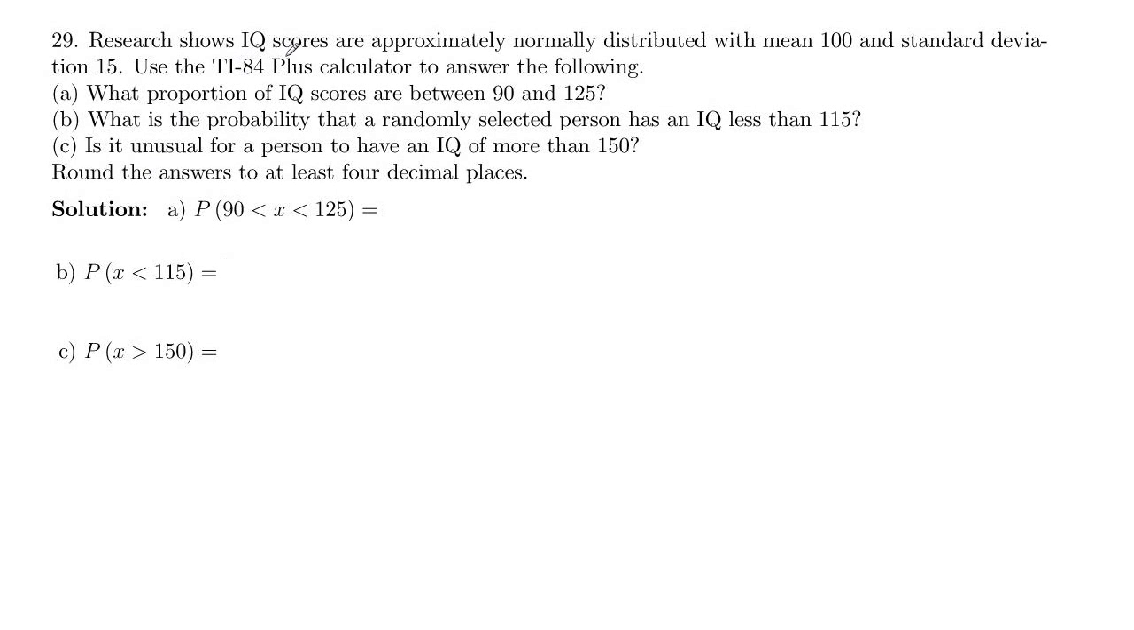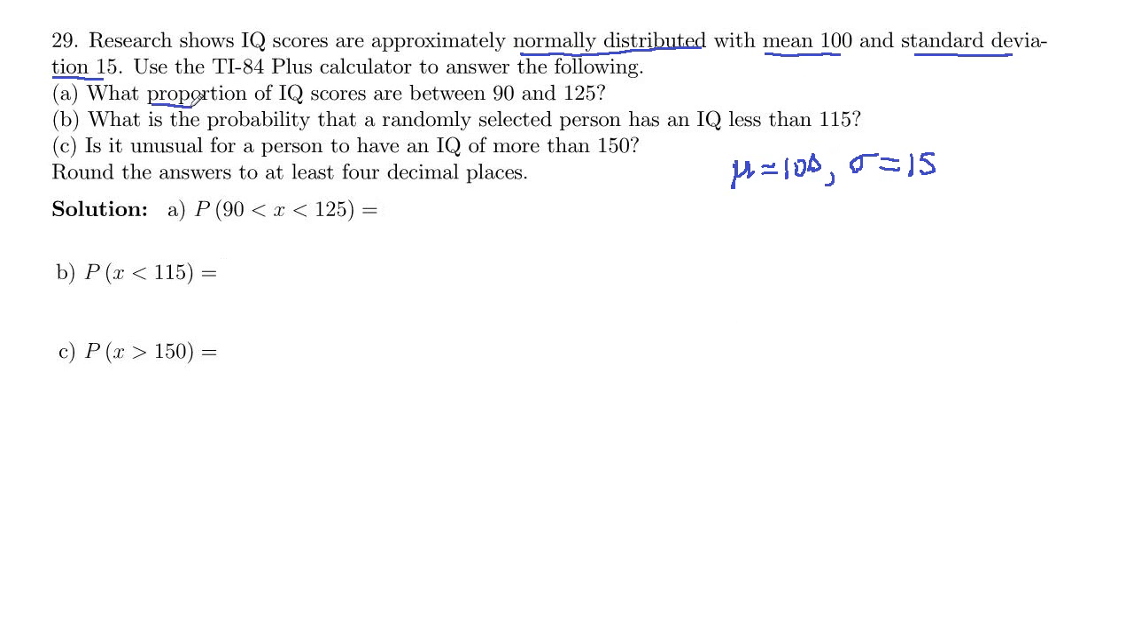Research shows here that IQ scores are approximately normally distributed, so that means that we can use normal CDF and inverse norm to answer questions with a mean of 100 and a standard deviation of 15. So that is telling us here that mu is equal to 100 and sigma is equal to 15. We're using the calculator to answer the following.